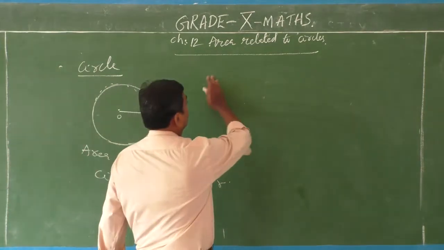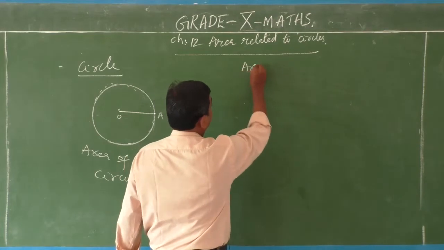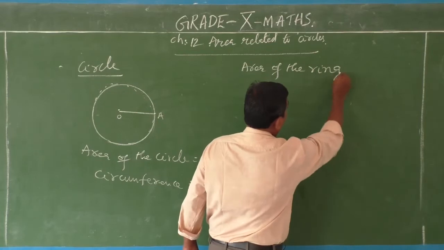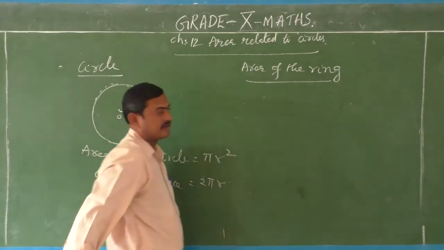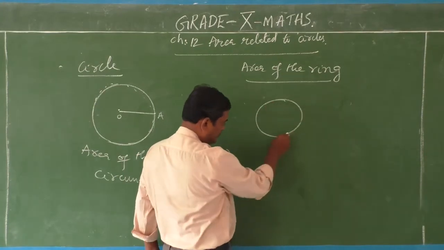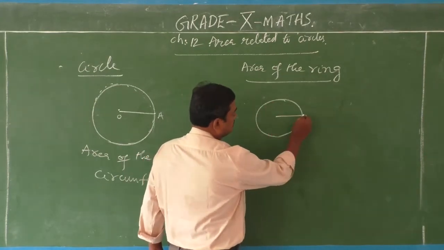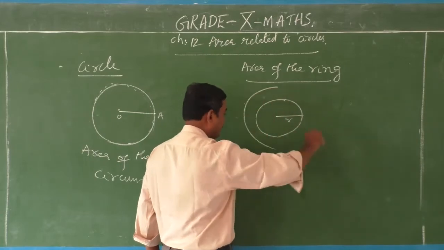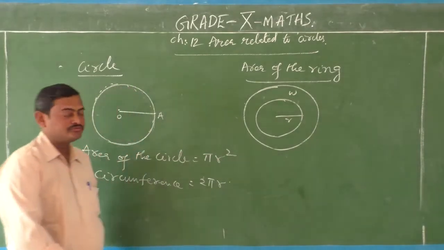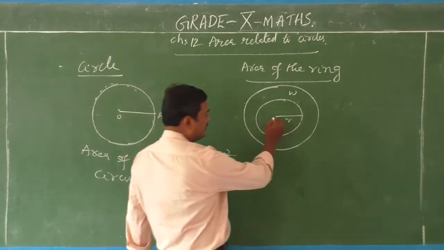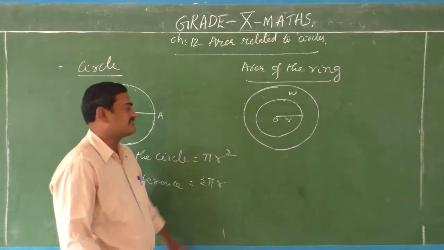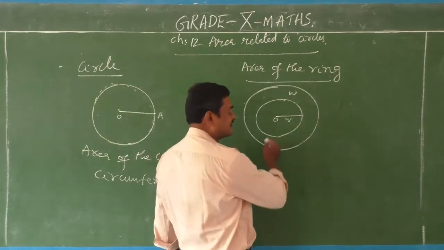Now, the area of the ring. How can you find out the area of the ring? Here there is a small circle with radius r, and another circle with width w. There are two circles with the same center, the inner circle and the outer circle. Two circles with the same center are called concentric circles.